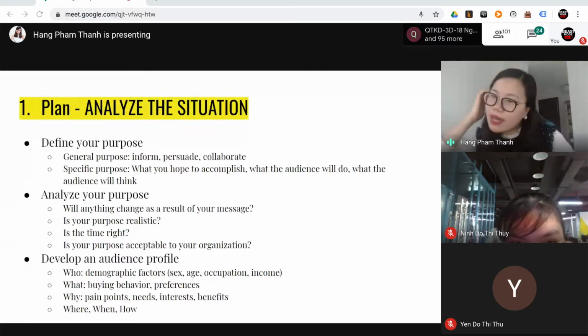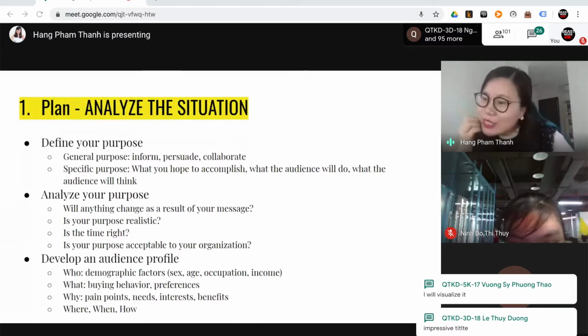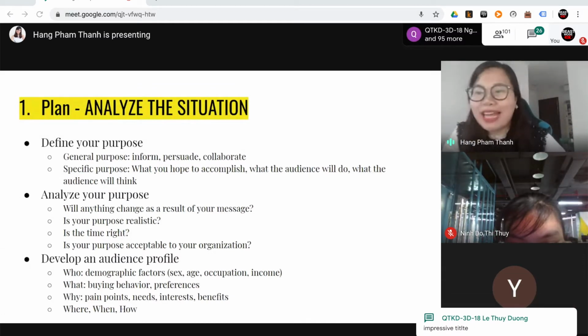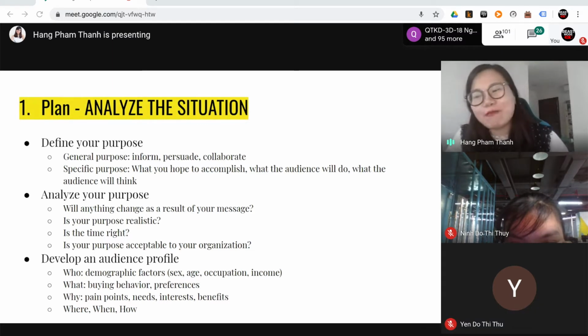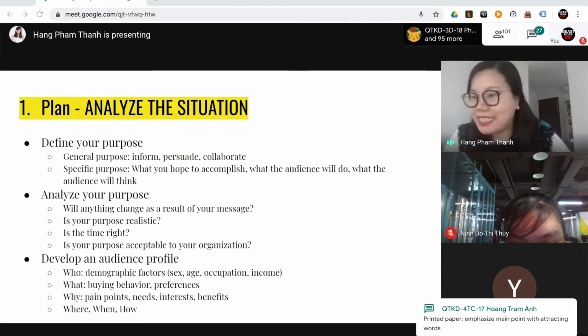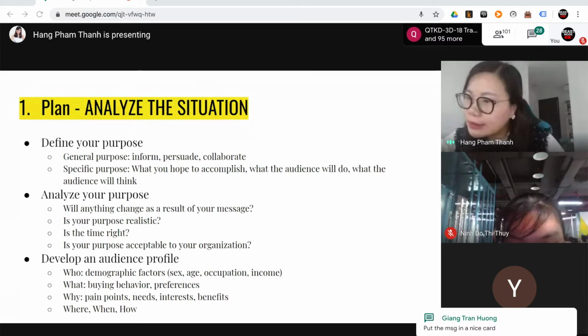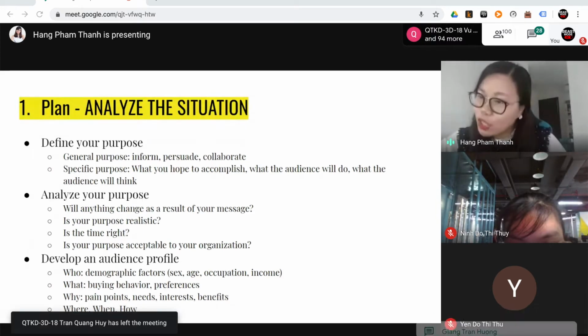Okay, so thank you, Ling Dung Thao, right? So you're talking about visualizing the message, which is a very interesting point. How will you visualize the message? Printed paper, yeah. Attracting words, impressive title, yeah. Really good points. Add visual aids, animations, make it shorter in a nice card. Okay.